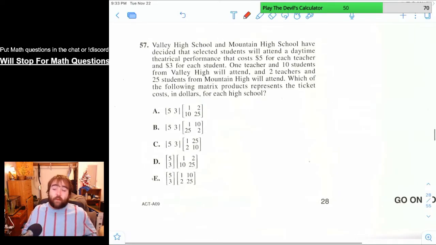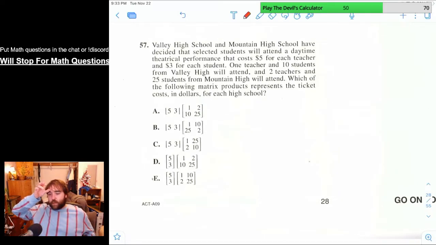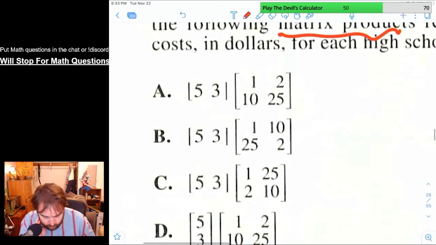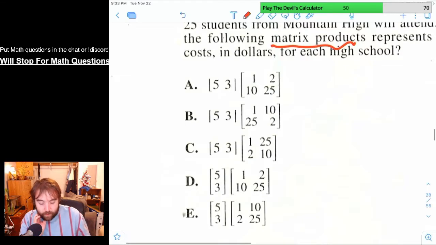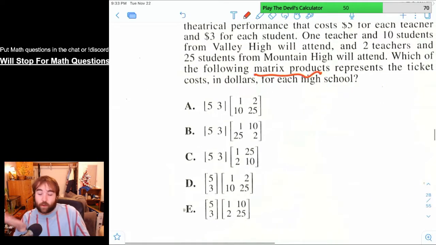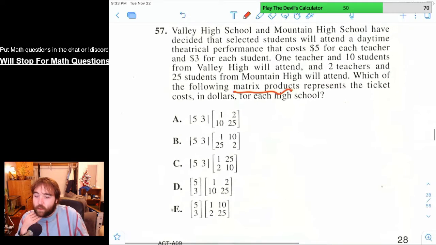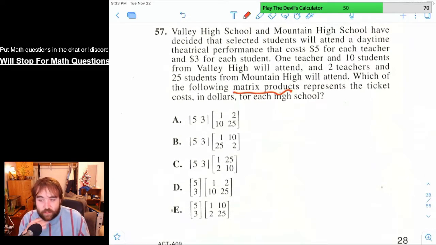All right, this one. I'm surprised this one is here, to be honest. So they're talking about matrix products. So all of these is matrix times a matrix. So you've got to multiply matrices. You don't have to multiply matrices on the SAT. On the ACT, you do.